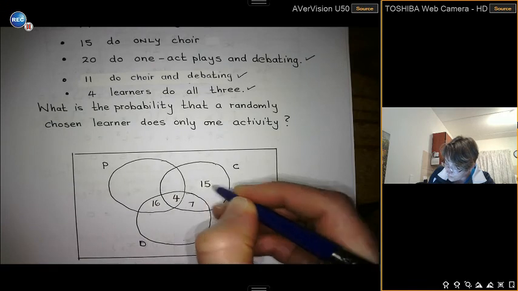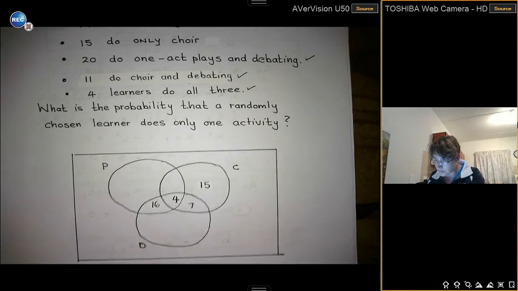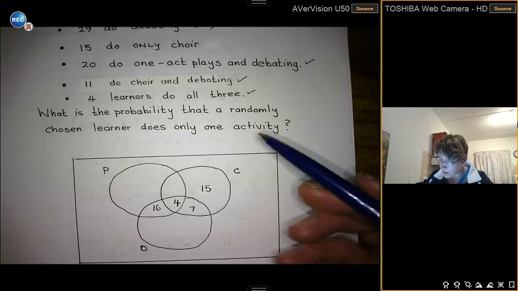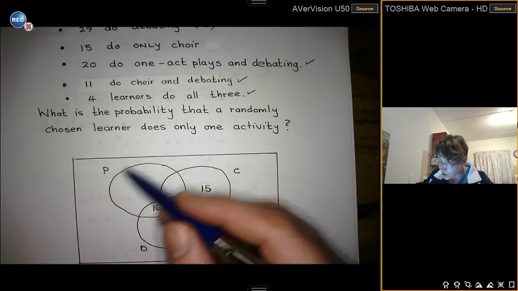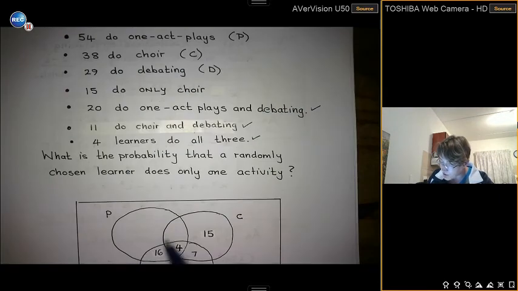Right, so now I can keep moving and I can say, okay, we look at the learners that do one-act plays. So the learners that do one-act plays, that's 54. But as you can see, we still have 2 spaces over there left over. So I can't currently put that one in.